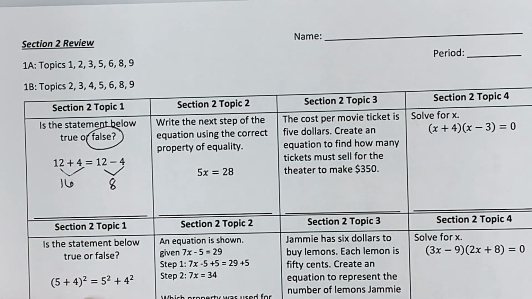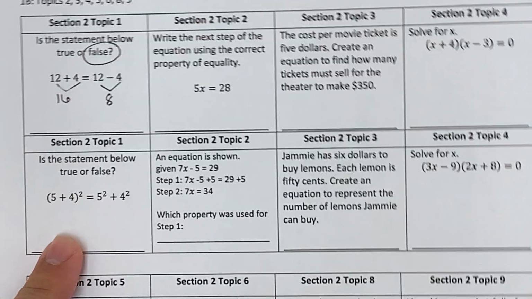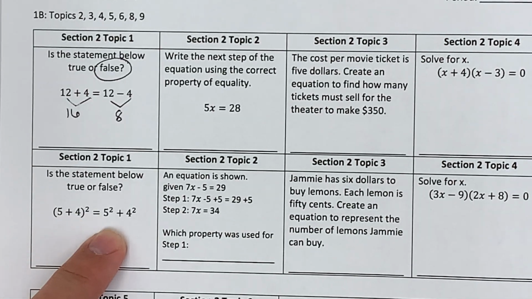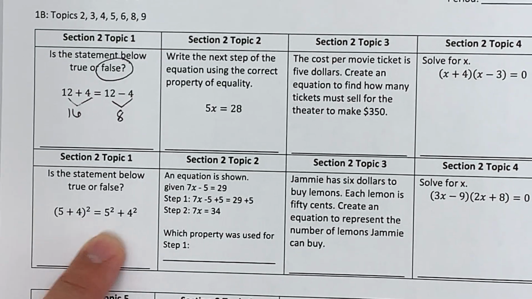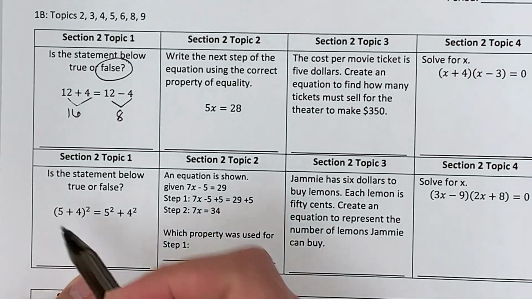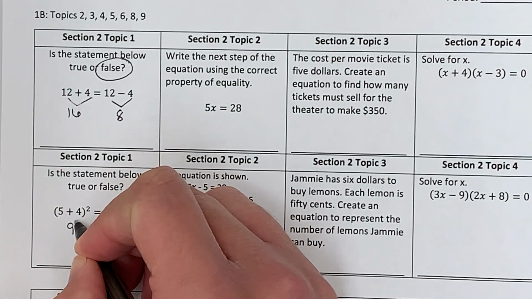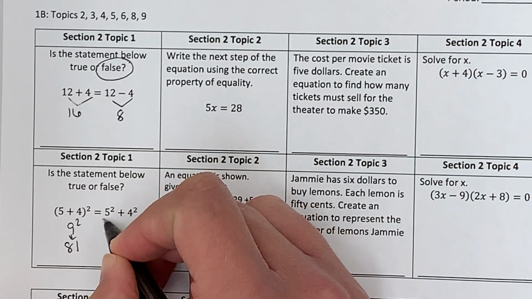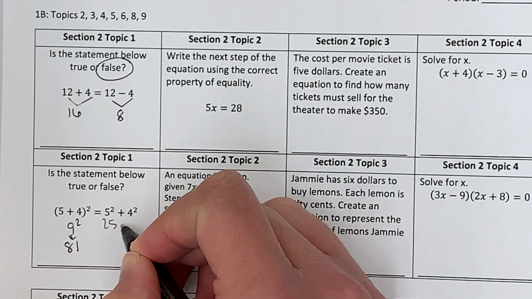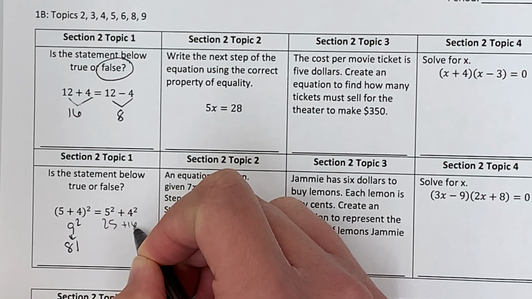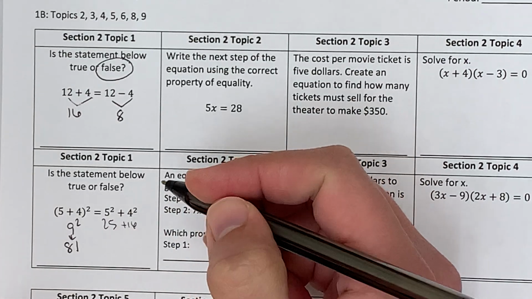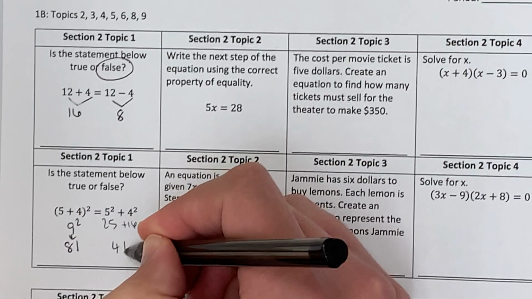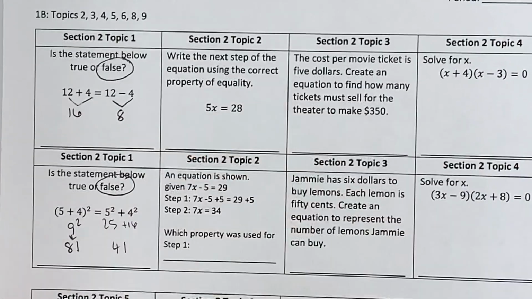All right, same thing below it. Is this true or false? 5 plus 4 squared, is that the same thing as 5 squared plus 4 squared? Well, I've got the same numbers, right? I'm squaring them both, but 5 plus 4 would be 9, and 9 squared would be 81, right? 5 squared over here is 25, 4 squared would be 16. Well, 25 plus 16, that's not going to give me 81, right? 35, 36, 37, 38, 39, 40, 41. Pretty different, so that's false as well.